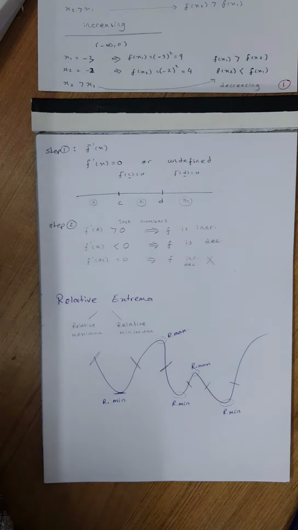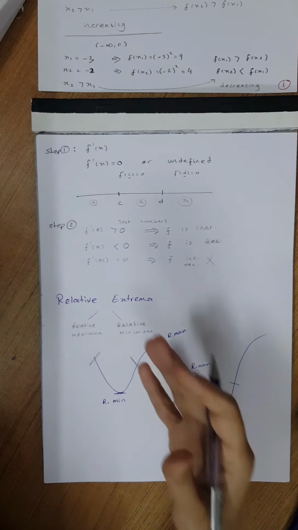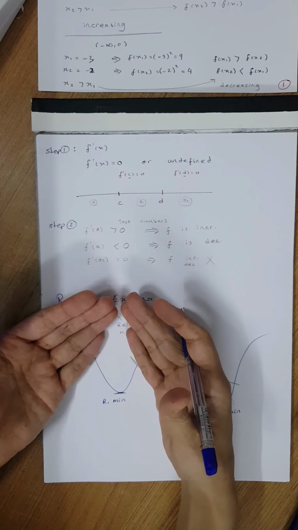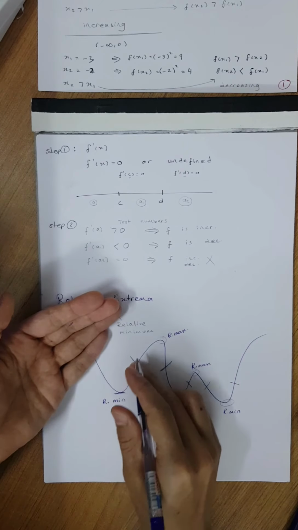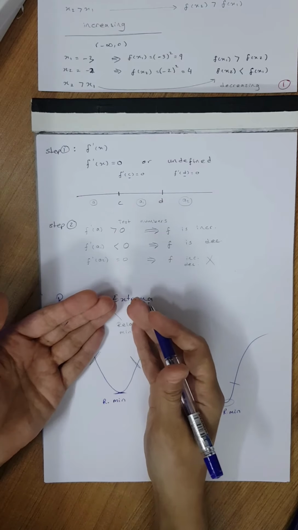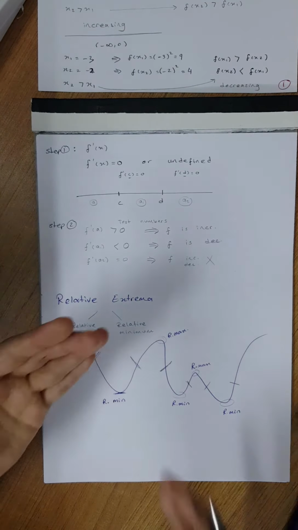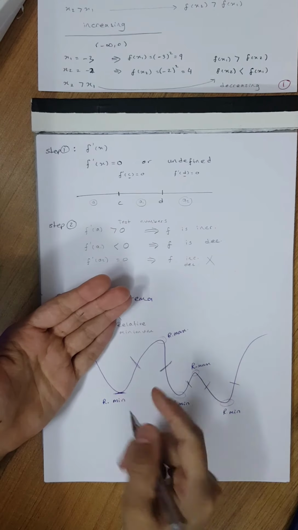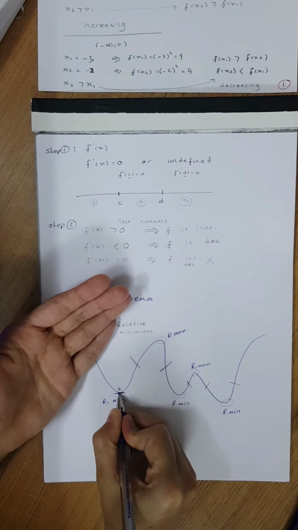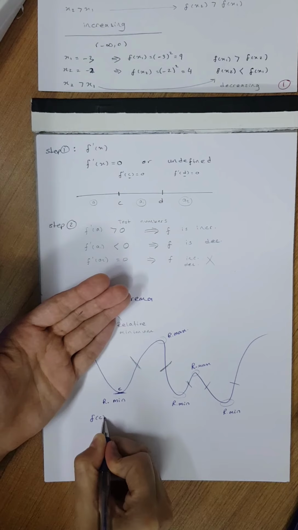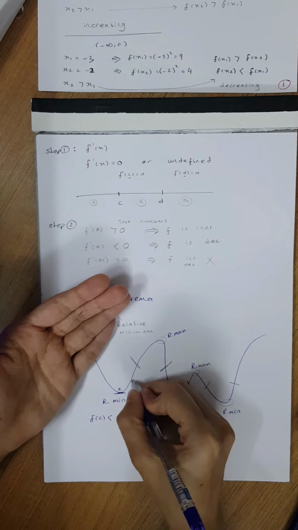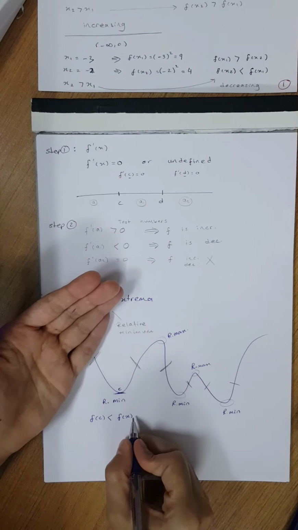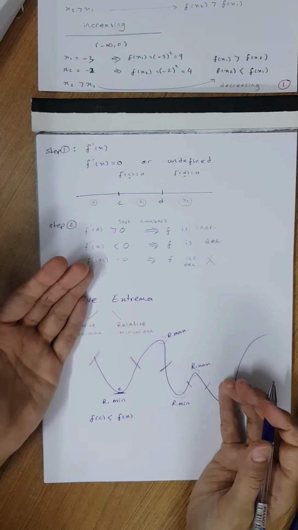So coming to a mathematical definition, we say that relative minimum is the point where f of c is less than any other point that is in the interval. We say that there is a relative minimum at point, for example, c. So f of c is less than every other point that is in that interval.